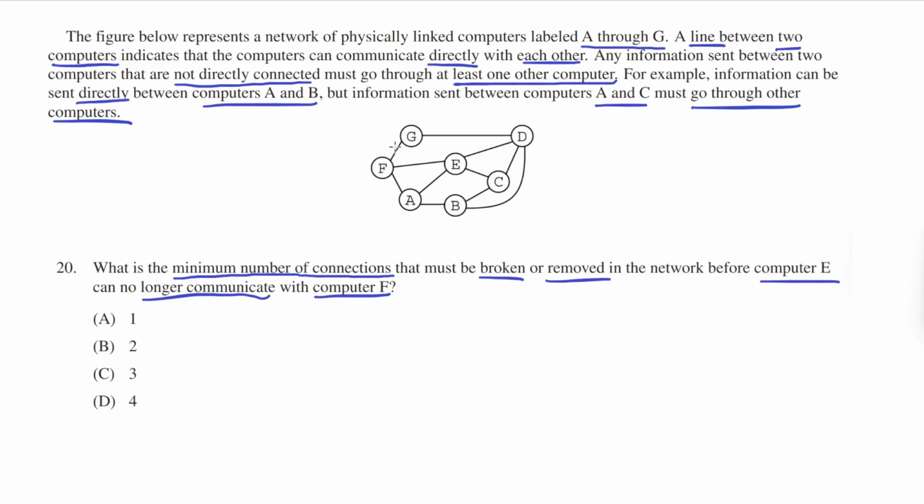So we need to find out how many of these connections we can break, and find the minimum number of connections that we can break so that they cannot communicate with each other. The easiest way to look at this is to just isolate F from E. We know that obviously there is a direct connection between F and E, so we would have to destroy that. But we also see that there are many different indirect ways to get to E. So what we'd have to do is isolate F from the rest of the network.